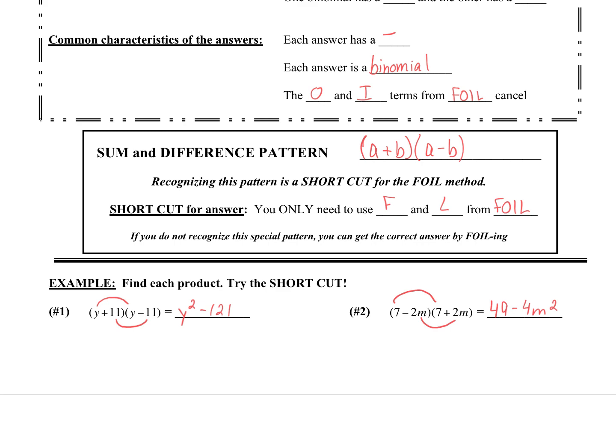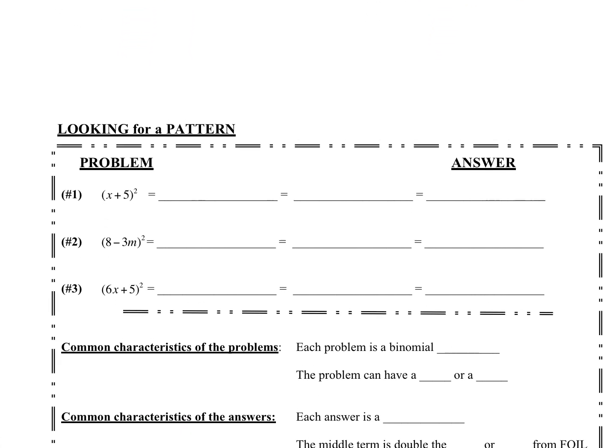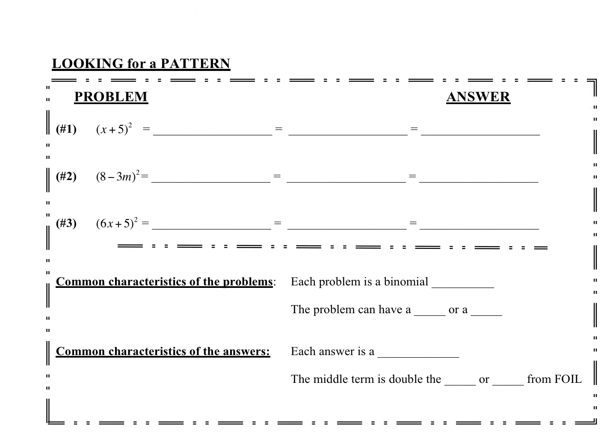Okay, let's talk about a different pattern we might see. Notice that in each of these problems, we're squaring something. We're no longer doing a sum and difference pattern. We're multiplying that thing by itself. So x plus 5 squared is x plus 5 times x plus 5.